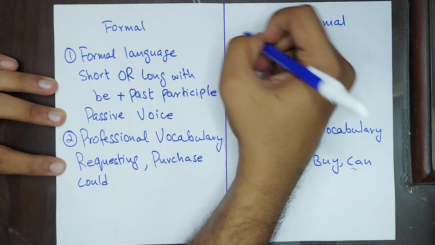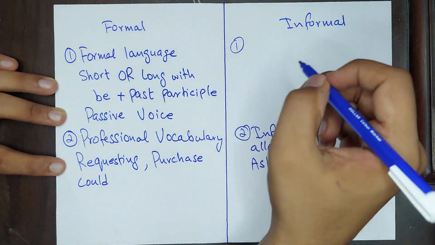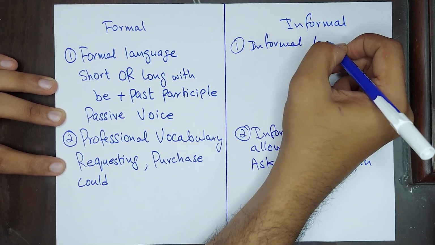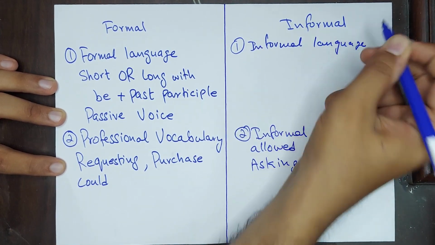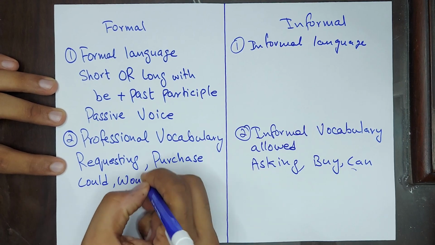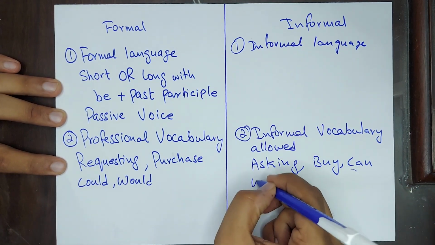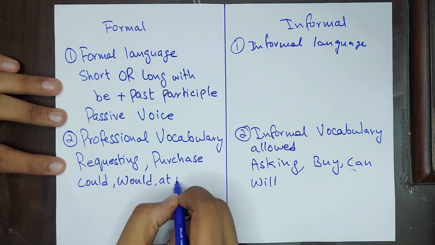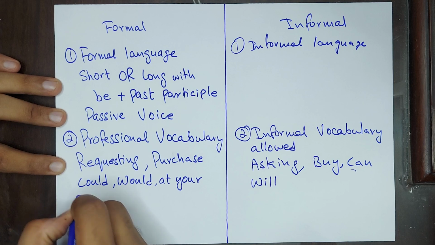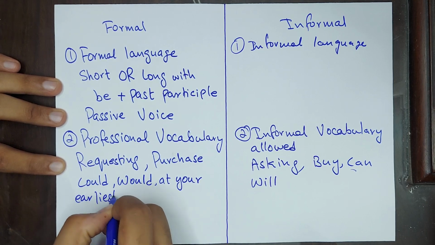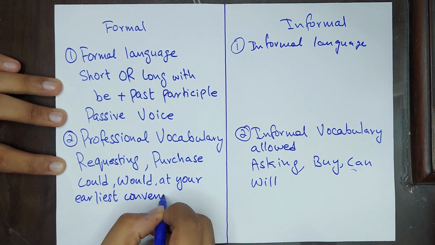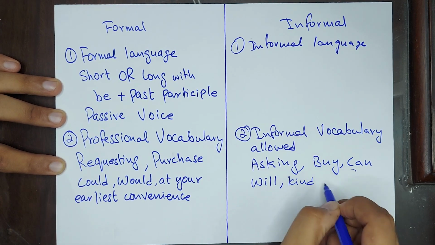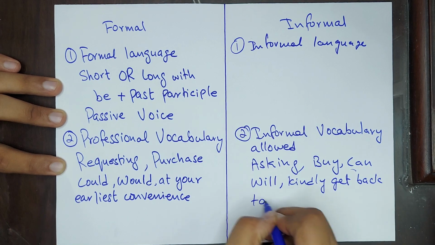Be careful when you're using your informal language while writing. Do not write slangs and contractions like gonna, wanna, gotcha, and yup. Similarly, you will use would here and will here. At your earliest convenience here, or kindly get back to me when you're free. You see the difference?